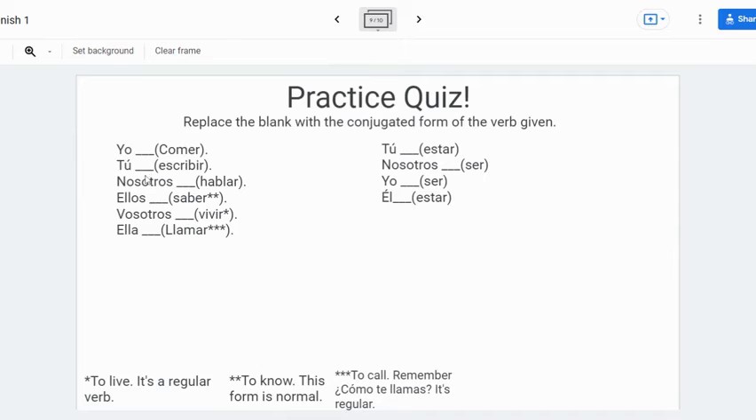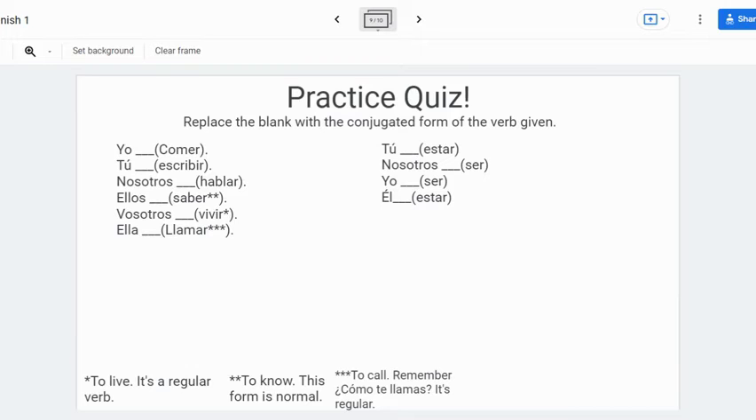Yo, blank, and you should replace it with comer. Tú, blank, replace it with the form of escribir. Nosotros, blank, replace it with the form of hablar. Ellos, blank, you should replace it with the form of saber, which means to know. The ellos form is normal for saber, so you'll be fine. Vosotros, blank, replace it with the form of vivir. Vivir means to live, and it's a regular verb.